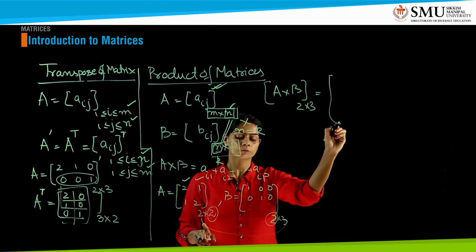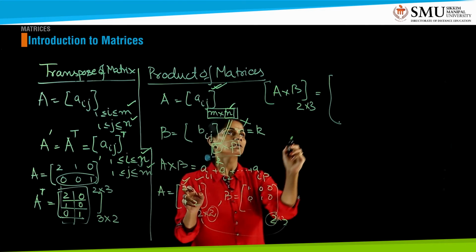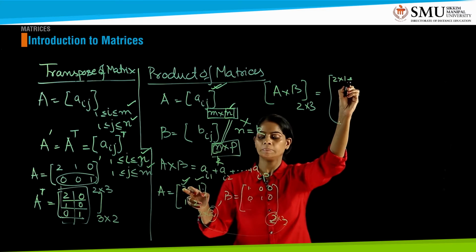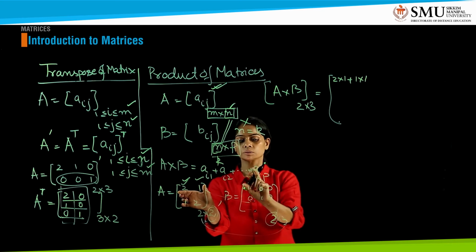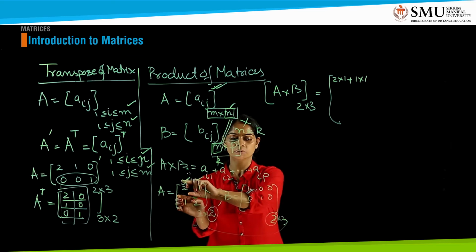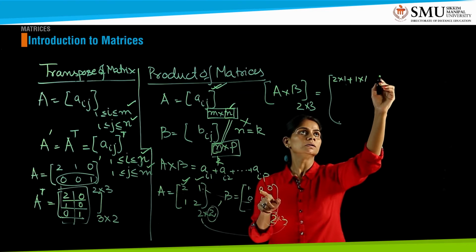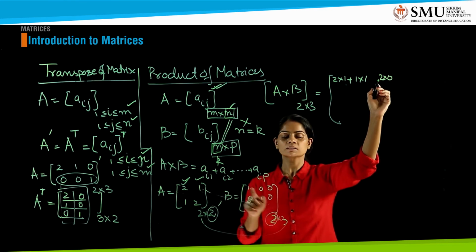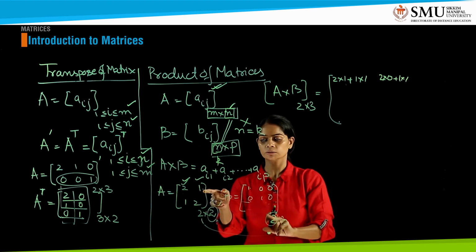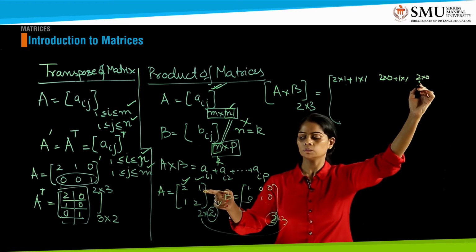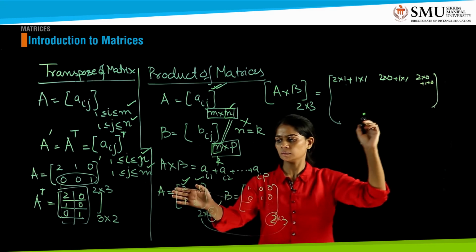Now, look at how we are going to multiply. Take this element, this into this plus this into this. So, this is 2 into 1 plus 1 into 0. This row, this column. This is your first term. Now, for the second term, this into this, 2 into 0 plus 1 into 1. Now, this row, this column, so 2 into 0 plus 1 into 0. This is for this one.